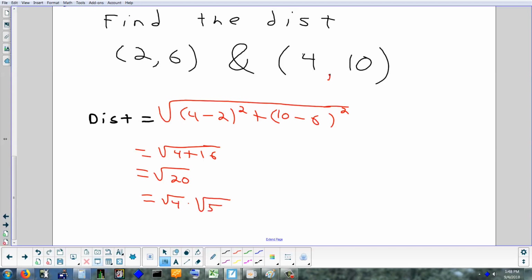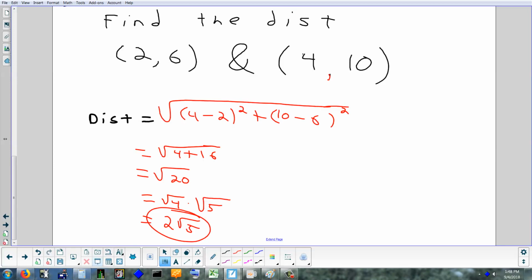Some people make a factor tree. That's okay too if you want to do it that way. But I usually just break it up that way. And now the square root of 4 gives me 2. So the final answer is 2 square roots of 5. Okay, so what we just did was reducing a root. So anytime you come across a root on a test or in the homework, it will always expect you to reduce it as much as you can. Okay? And if you have another way to do it, that's fine with me.